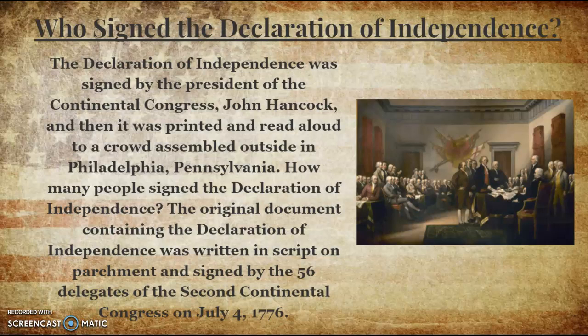How many people signed the Declaration of Independence? The original document containing the Declaration of Independence was written in script on parchment and signed by the 56 delegates of the Second Continental Congress on July 4, 1776.